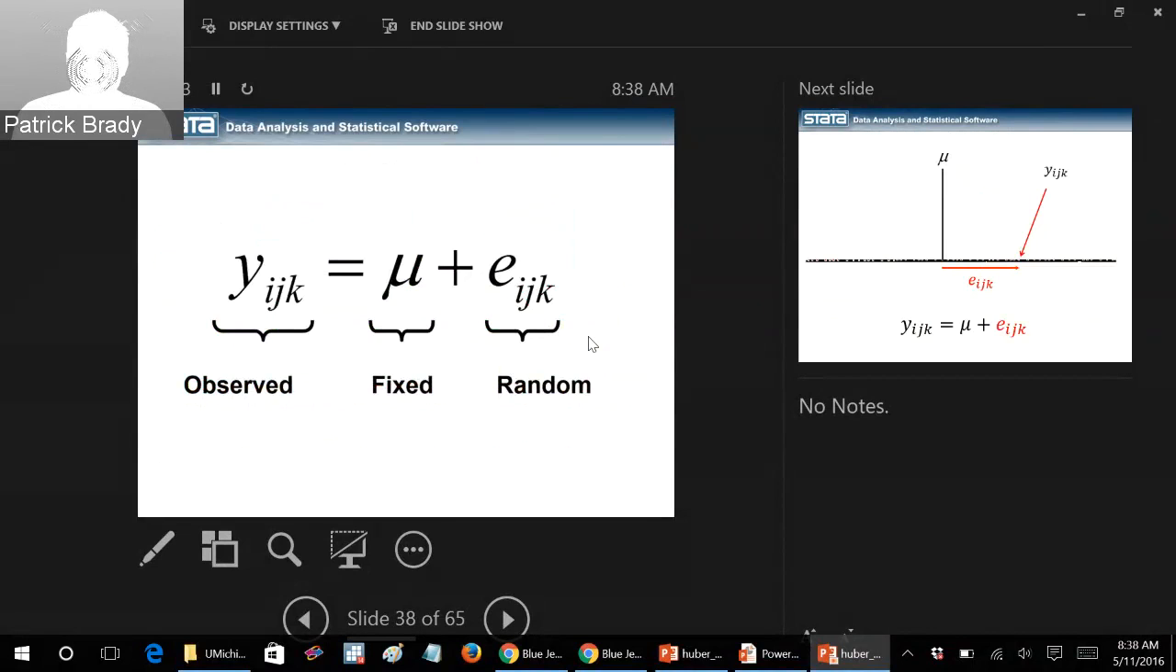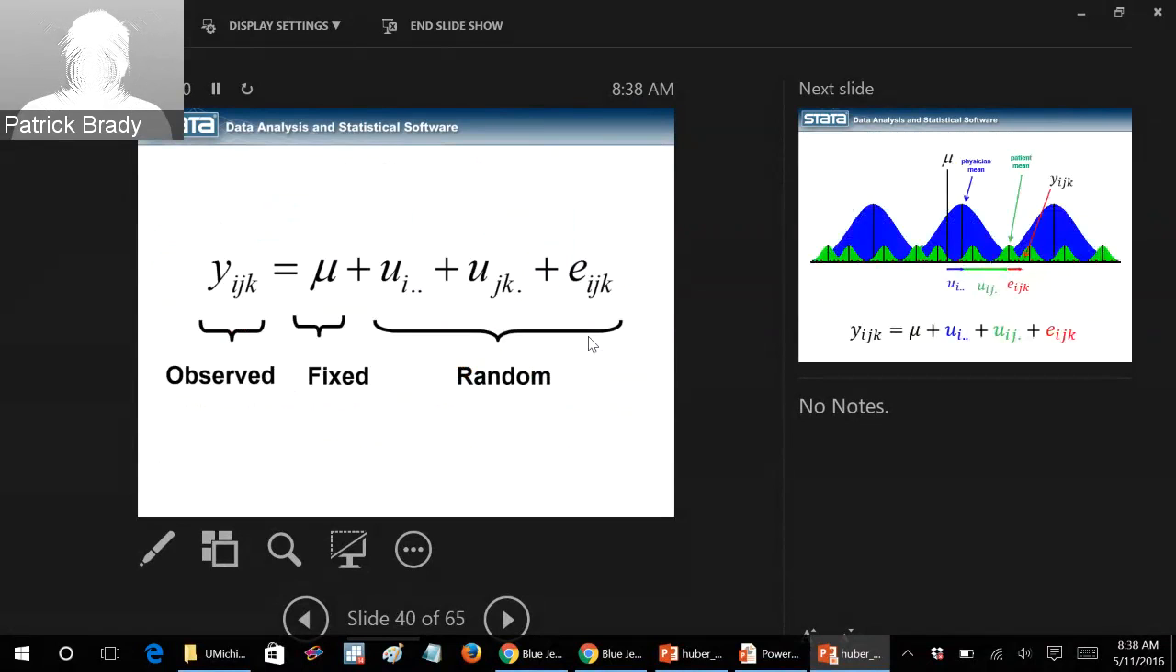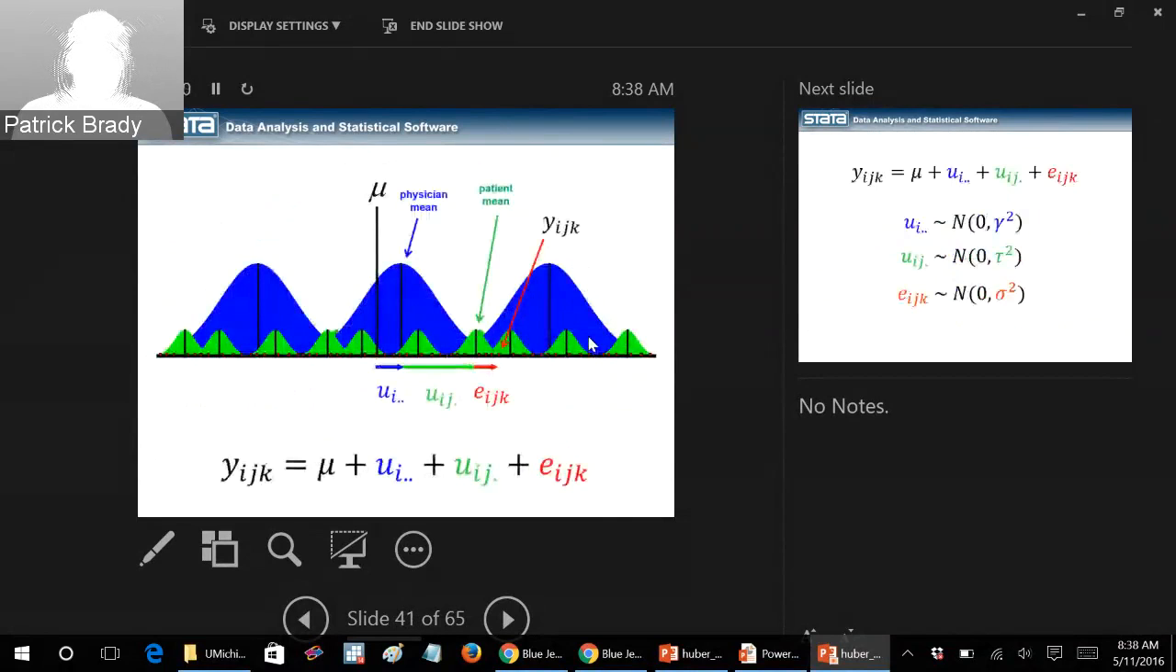So just like we did before, we're going to take this basic idea of a single level model and we're going to elaborate on it. If this was our original observation, I'm going to take that observation and partition the random part up into 3 pieces. That particular observation deviates from the patient mean by this red amount. That's the error term. The green line represents the deviation from the patient's mean to the physician's mean. And the blue line represents the deviation of the physician mean from the overall grand mean.